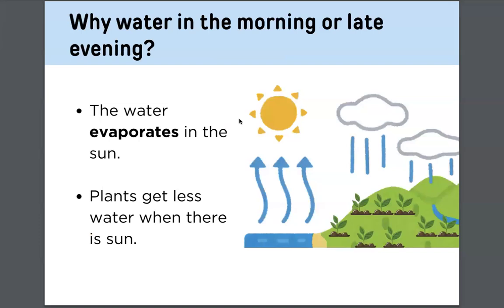Why water in the morning or late evening? The water evaporates in the sun. Plants get less water when there is sun.